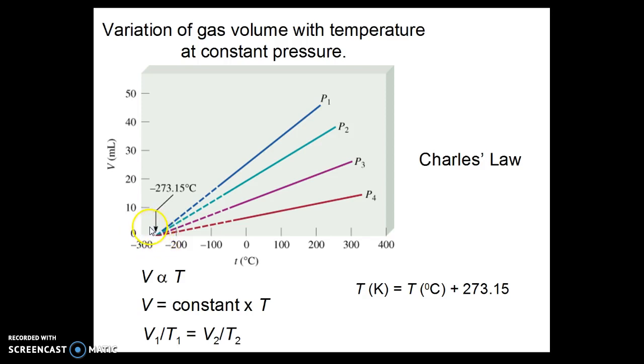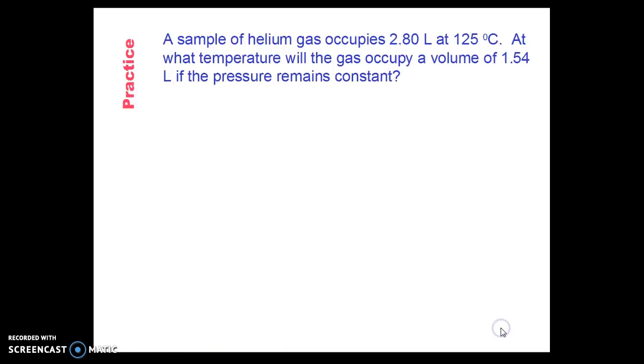Absolute zero is 273.15 degrees Celsius lower than the freezing point of water, 0 degrees Celsius. And so our working equation is V1 over T1 equals V2 over T2. So here's a practice problem.